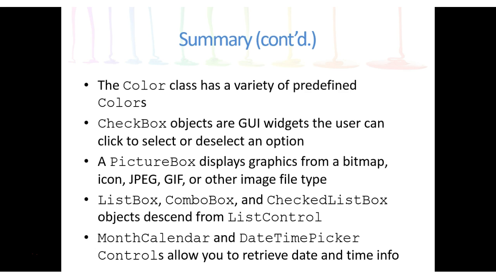A list box, combo box, checklist box, and a list control are all used to have a list of text items, and if we select our list box or checklist box, we actually can select more than one item at a time. We can use the month calendar and the date time picker to be able to select dates and times on our forms.